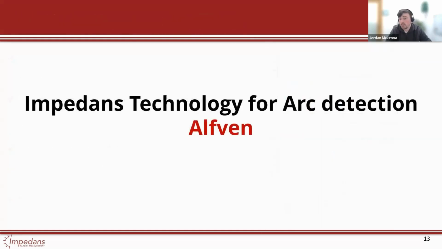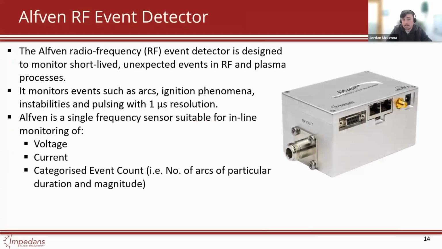So we've talked a lot about the Alpha, but what is the Alpha? The Alpha is a radio frequency (RF) event detector designed to monitor short-lived, unexpected events in RF and plasma. It monitors things such as arcs, ignition phenomena, and instabilities, and it can also measure pulsing with a 1 microsecond resolution. It is a single frequency sensor suited for inline use, measuring voltage, current, and characterized event count. Now we'll jump into characterized event count while we're doing the live demo and explain just how we characterize these events.